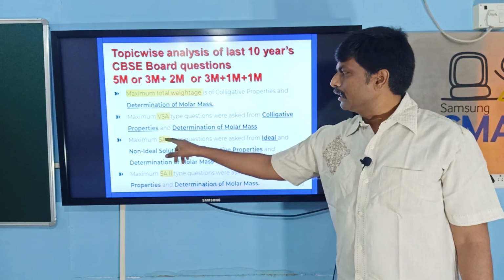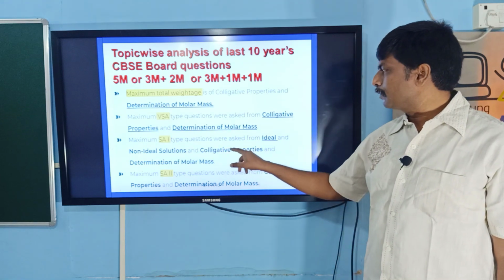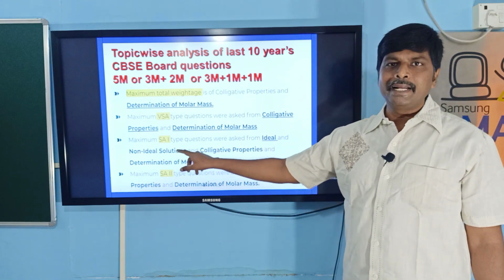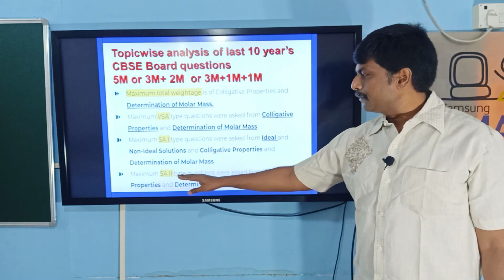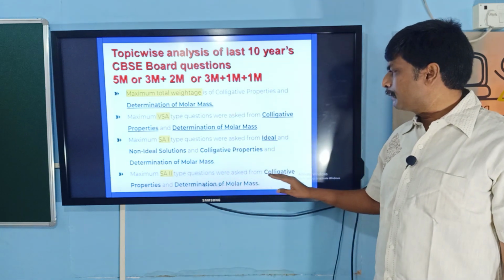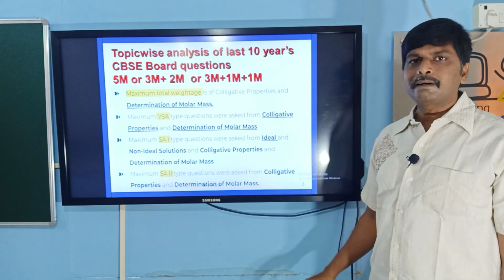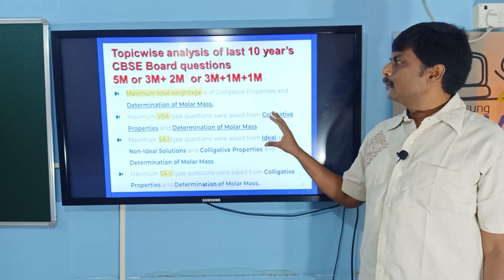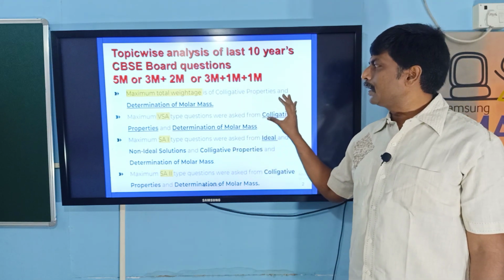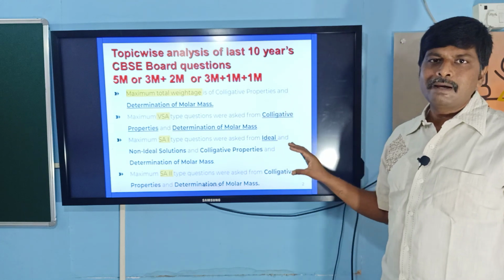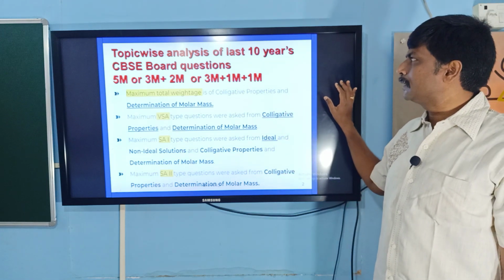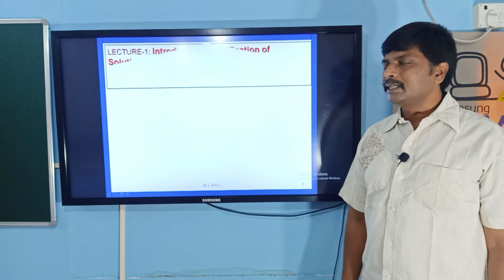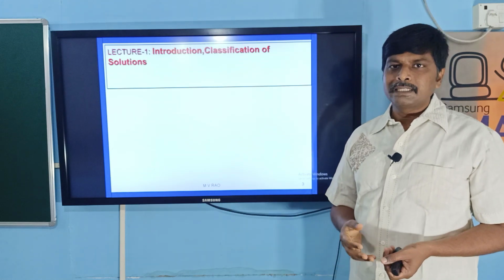That is short answer 1. That means 2 marks type questions were also asked from colligative properties, determination of molar mass, and ideal and non-ideal solutions. Another short answer type, that is 3 marks questions, were also asked from colligative properties and determination of molar mass. So from this analysis, it is clear that colligative properties and determination of molar mass is the most important topic from this chapter. So what I did here, this entire chapter I divided into 11 parts.